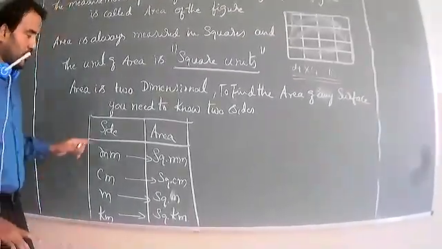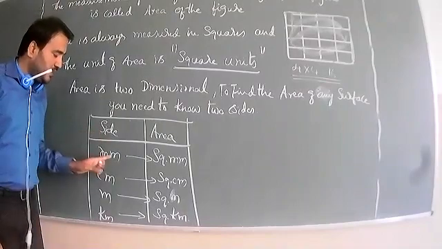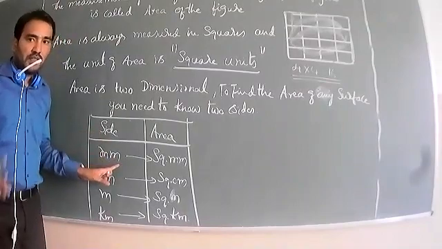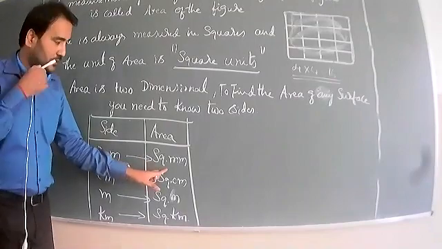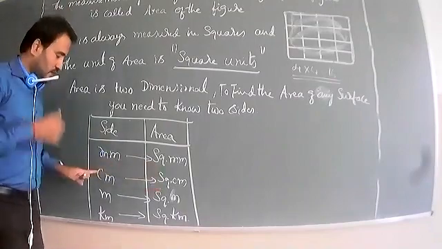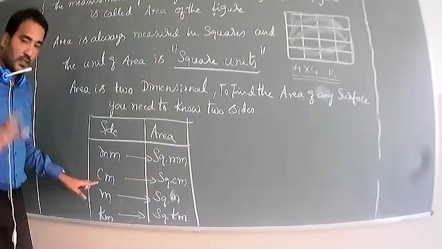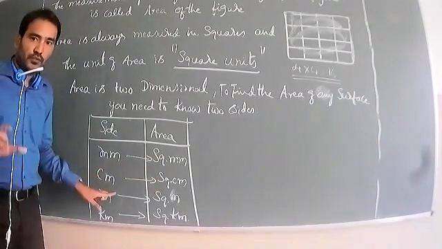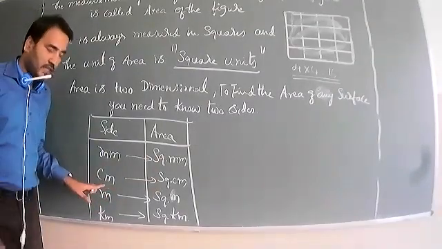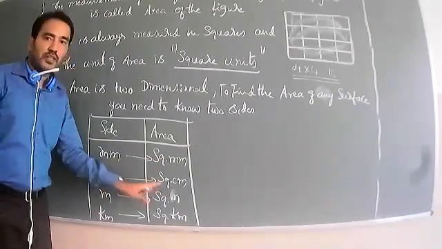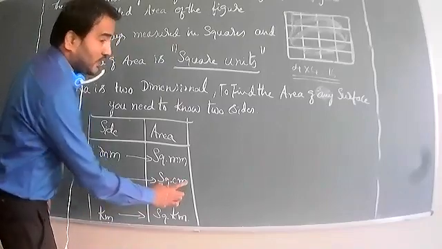Okay, so look at that. If your side is in millimeters, we can find the area, and that area is in square millimeters. If your length is in centimeters, then the area is in square centimeters. So when length and breadth are given, or for a square when only one side is given in centimeters, we can find the area, and we write the answer in square centimeters.